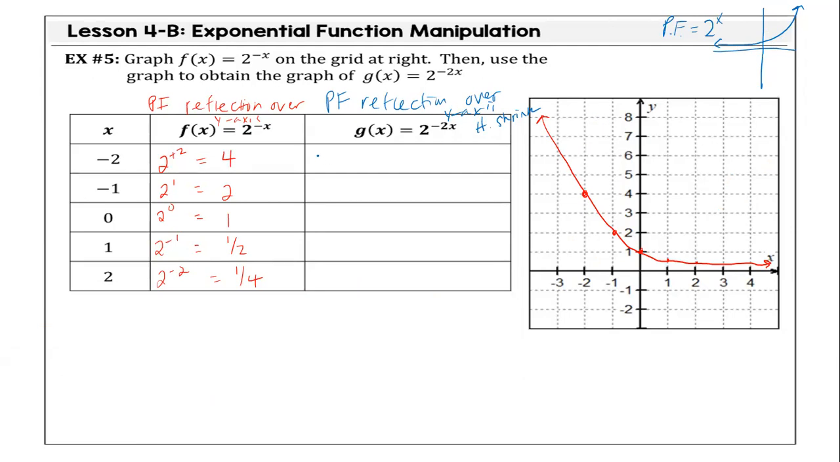So now we're going to do that one. So I have 2. My base is still 2 for all of them. That doesn't change. But what's changing here is I have -2 times -2, which is 4. -2 times -1 is 2. -2 times 0 is still 0. -2 times 1 is -2. And -2 times 2 is -4.